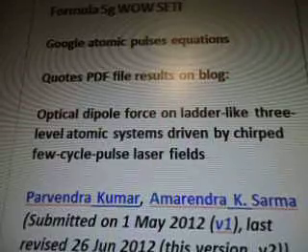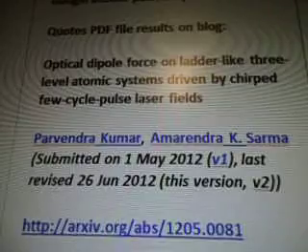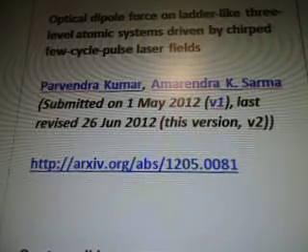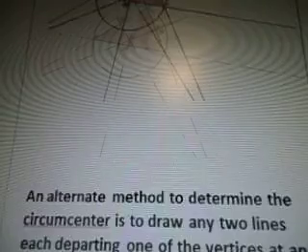Okay, optical dipole force on ladder-like three-level atomic systems driven by chirped fuse cycle pulse laser fields. There's the name of the scientist. It's from June 2012, and it's arxiv.org. Quotes from wiki. There's a diagram here.